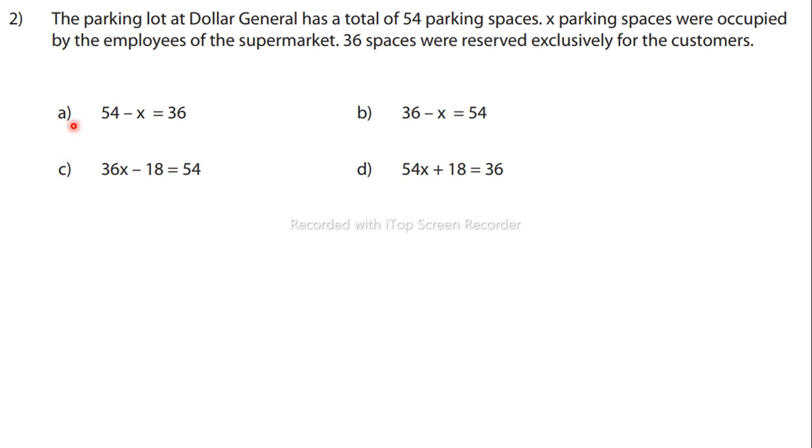Okay. The parking lot at Dollar General has a total of 54 parking spaces. X parking spaces were occupied by the employees of the supermarket. 36 spaces were reserved exclusively for the customers. Which one of these represents the situation?